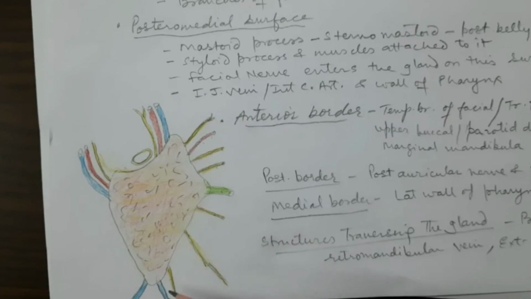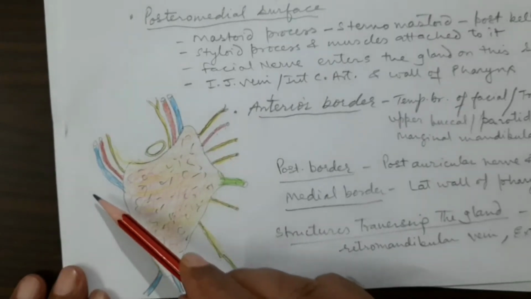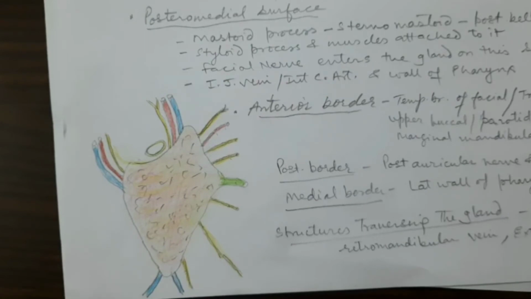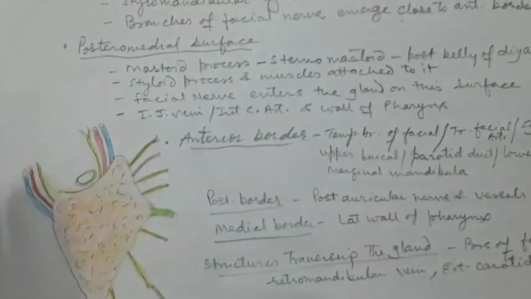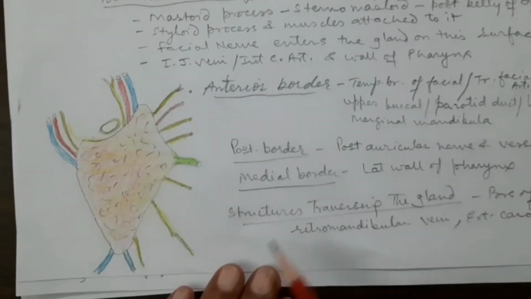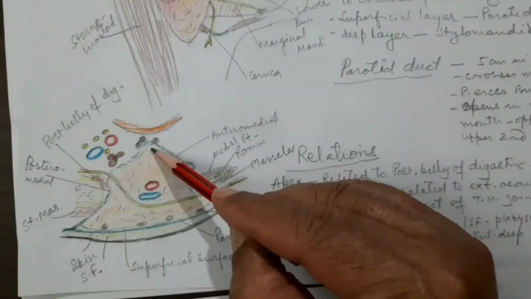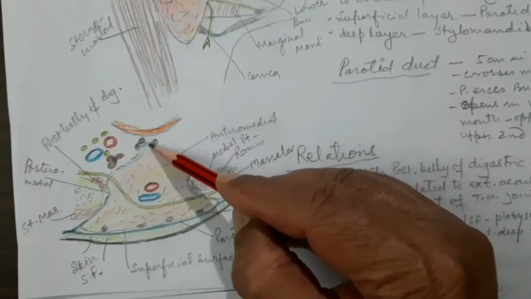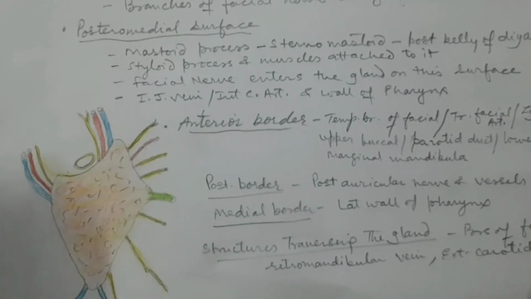The anterior division will unite with the facial vein to form the common facial vein. The posterior division will unite with the posterior auricular vein to form the external jugular vein. That we have already learned. Now the medial border: it is related to the wall of the pharynx. See, this is the medial border, and this is the wall of the pharynx which is related to the medial border.